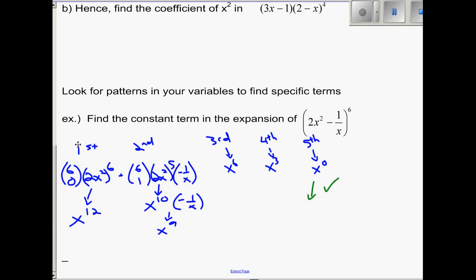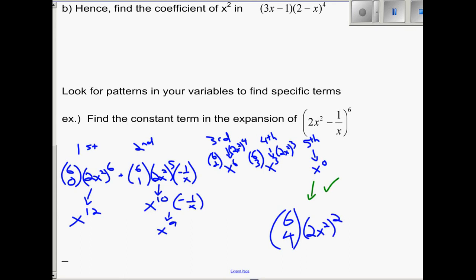Let's set it up. First term had 6c0, second had 6c1, third would have 6c2, fourth would have 6c3, fifth would have 6c4. And obviously you don't have to write out all this sort of rough work that I'm doing. It can be happening in your head. Okay, the first term had 2x squared to the power of 6, then we'll have 2x squared to the power of 5, then 2x squared to the power of 4 in the third term, to the power of 3 in the fourth term, and 2x squared all to the power of 2 in the fifth term.